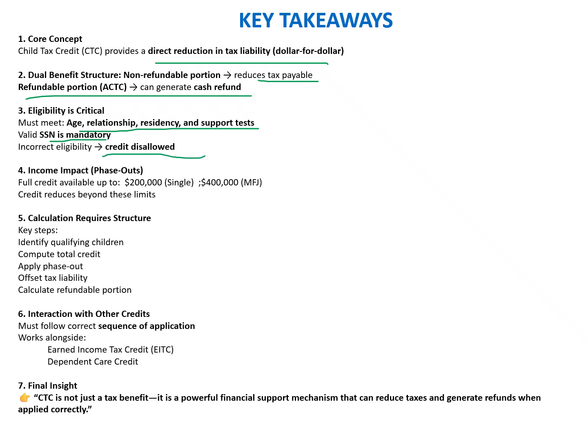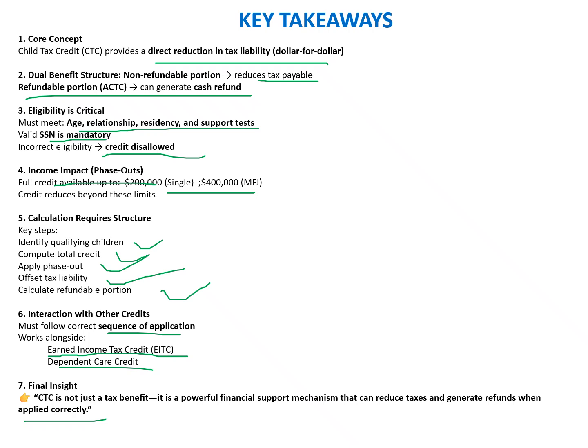Income impact is that the full credit is available up to 200,000, or 400,000 for MFJ, and the credit reduces beyond this limit. The calculation steps are to first identify the qualifying children, compute the tax credit, apply the phase-out test, offset the tax liability, and then calculate the refundable portion. Interaction with other credits must follow the sequence of application, working alongside the EITC and the dependent care credit. And the CTC is not just a benefit, it is a powerful financial support mechanism that can reduce taxes and generate a refund when applied correctly.